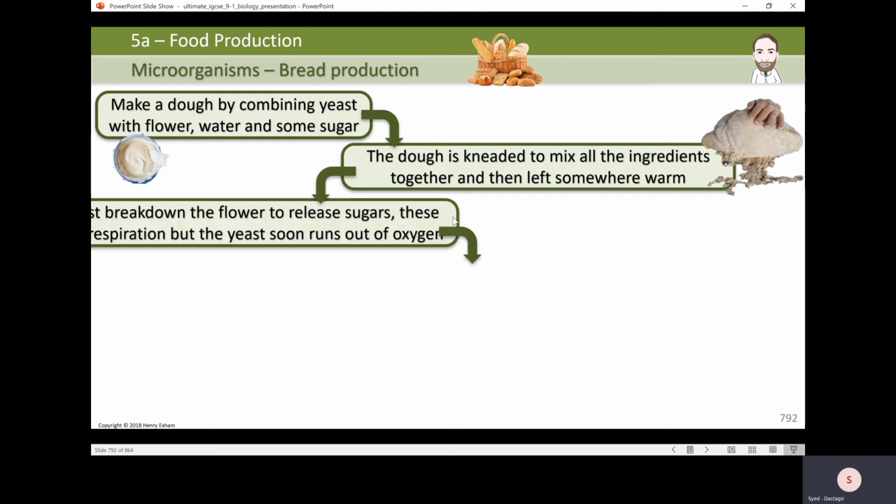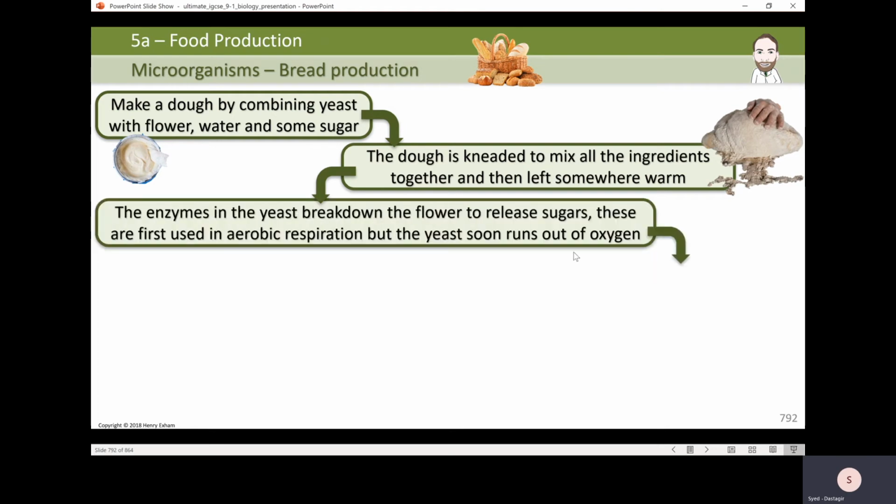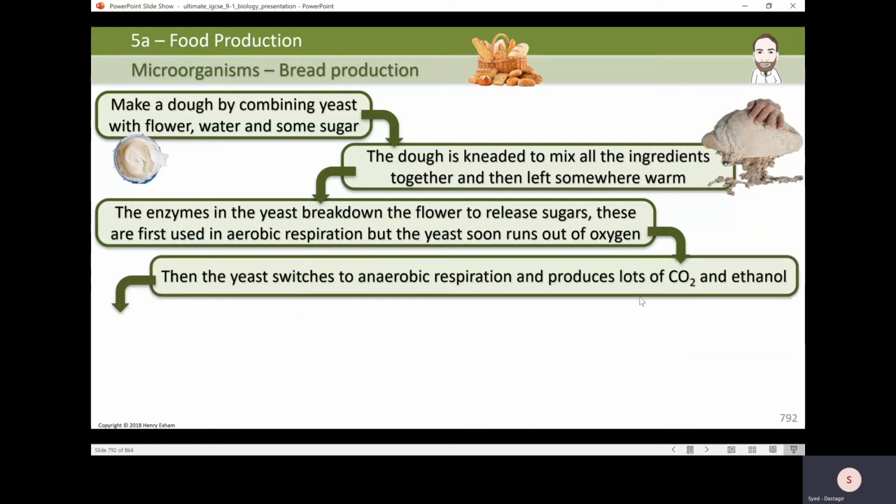The enzymes in the yeast break down the flour to release sugars. These are first used in aerobic respiration. Aerobic meaning with oxygen. But as soon as the yeast runs out of oxygen, what happens? The yeast switches to anaerobic respiration and produces lots of CO2. That's what we want. And ethanol, which we don't really want.